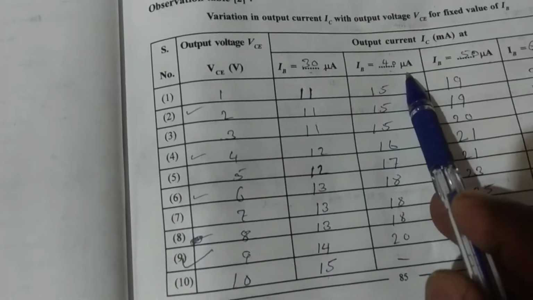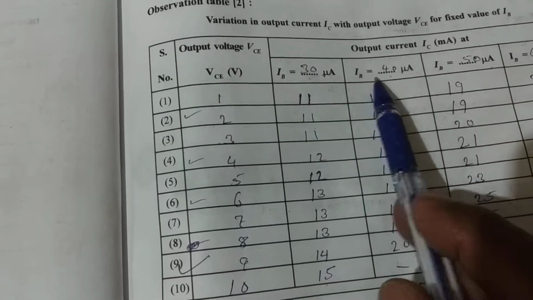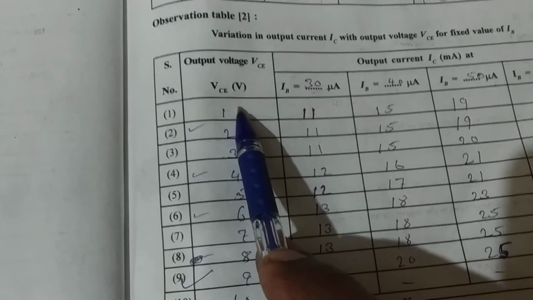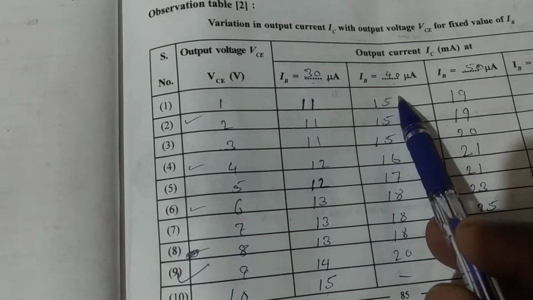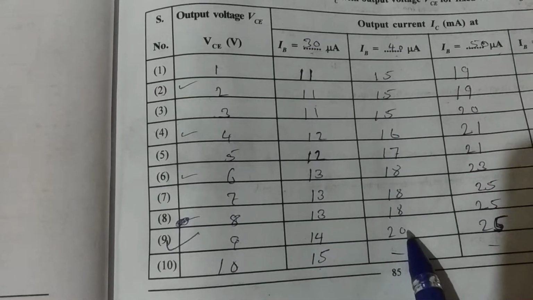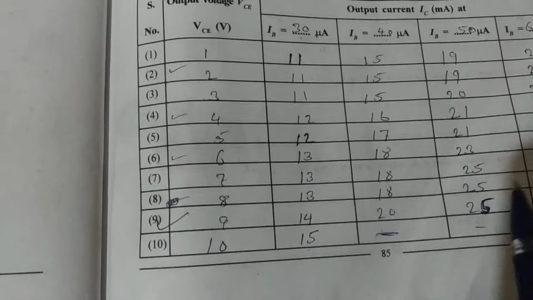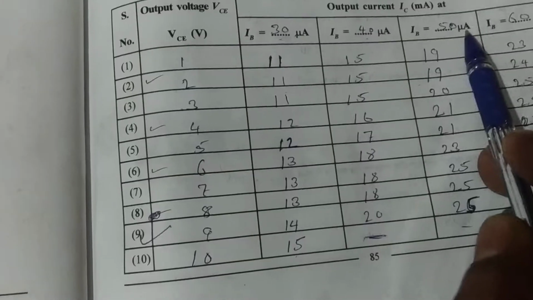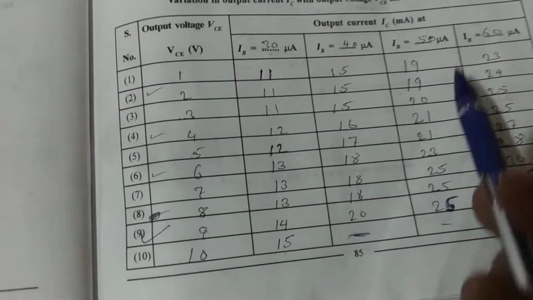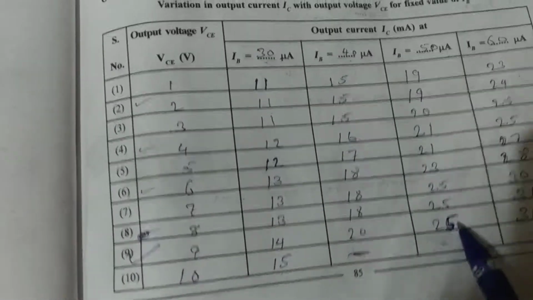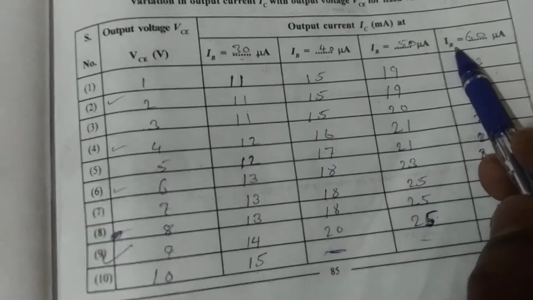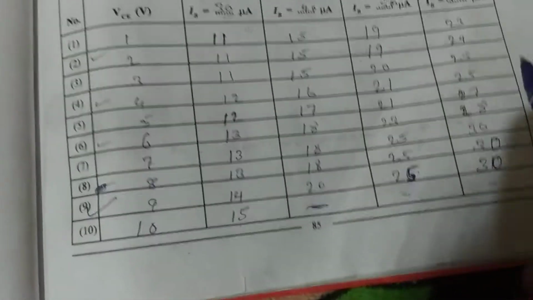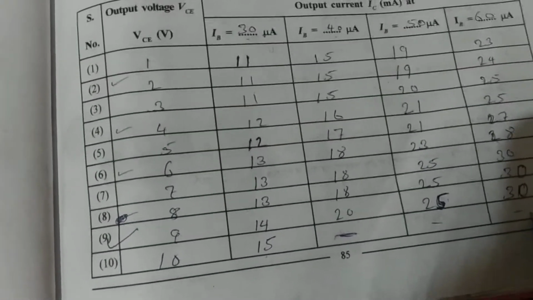Similarly, IB is equal to 40 microampere, a fixed input current. For various values of output voltage VCE, the corresponding IC values are 15 till 20. The last reading is not there, it is coming out of range. Similarly, for IB 50 microampere, fixed, we change VCE and write the corresponding ICs in the third column. And the last one is for IB equal to 60 microampere, the various values of VCE and the corresponding IC we write in the column.